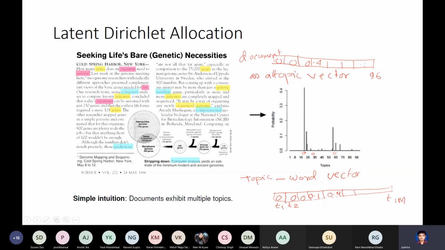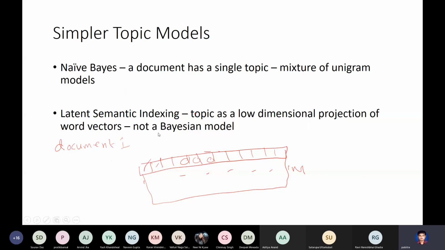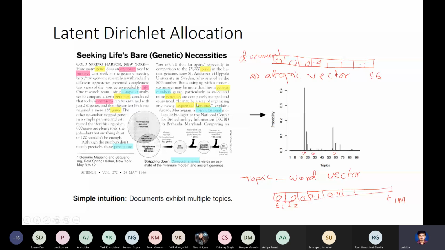What I have done to visualize is that all the words which have non-zero probability of belonging to one particular topic, I have colored the same. So all these pink words belong to this second topic, survive. These yellow words are the genome topic, all these things. Compute is the blue topic, and so on. So you see, every document is a collection of words, every word belongs to a topic, and every document is a collection of topics.